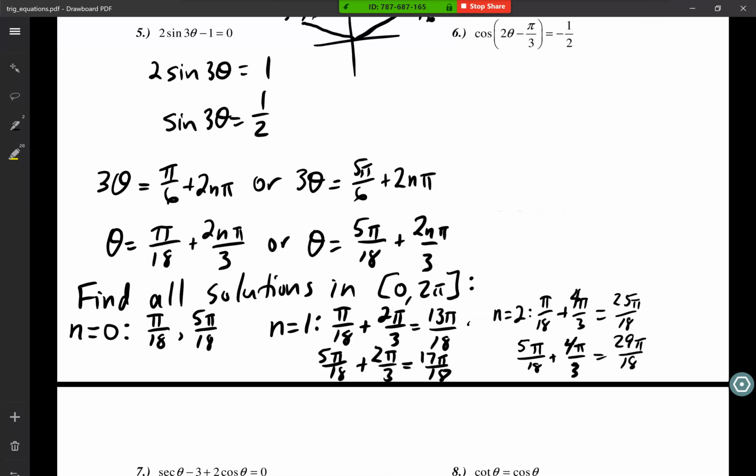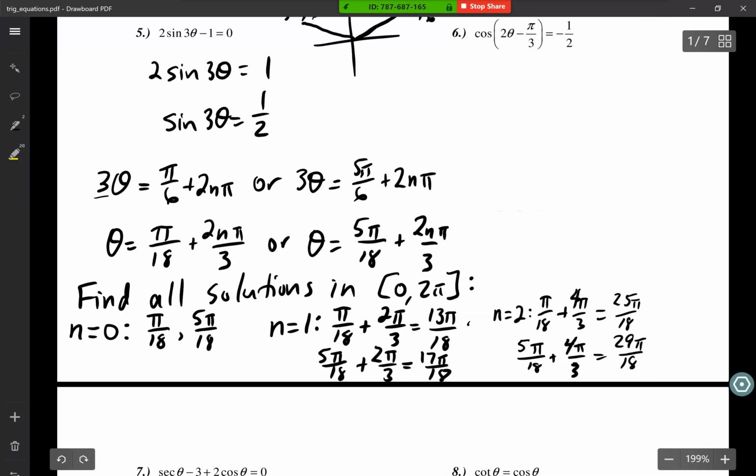Now, the good news is that we're done. We don't have to find any more, because if I put 3 in for n, I'm going to get 2 pi, right? If I take 2 pi and add something to it, I get something that's bigger than 2 pi. So I know that I'm done here.